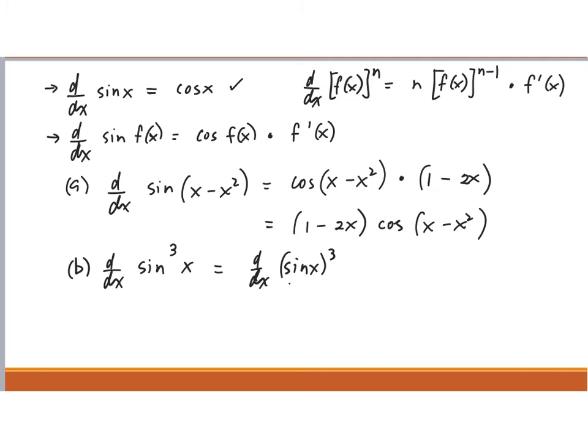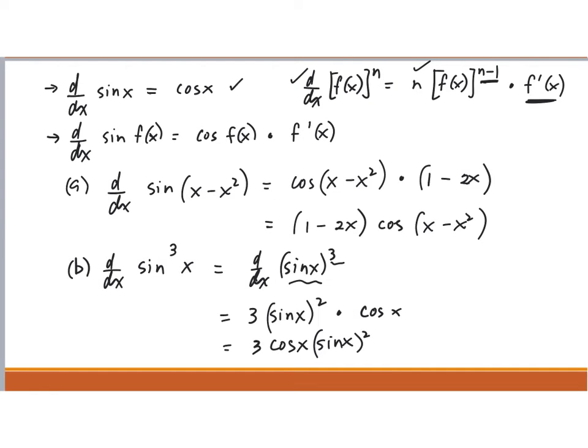So now this is your f of x and this is your n. So we could now use this. And using this result, we will then have 3 sine x squared, that's your n minus 1. And then f prime of x would simply be the derivative of sine x, which is cos x. So simplify this as 3 cos x sine x squared. And then this one, we just put that back to sine squared x. So 3 cos x sine squared x.